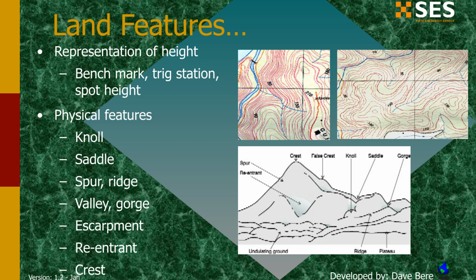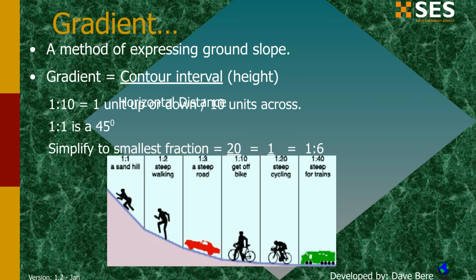Evenly spaced lines mean a uniform slope. Spacing changes can indicate convex or concave slopes. Land features such as knolls, saddles, spurs, valleys, and plateaus are represented on maps. These features can also show height representation using benchmarks, trig stations, and spot heights.